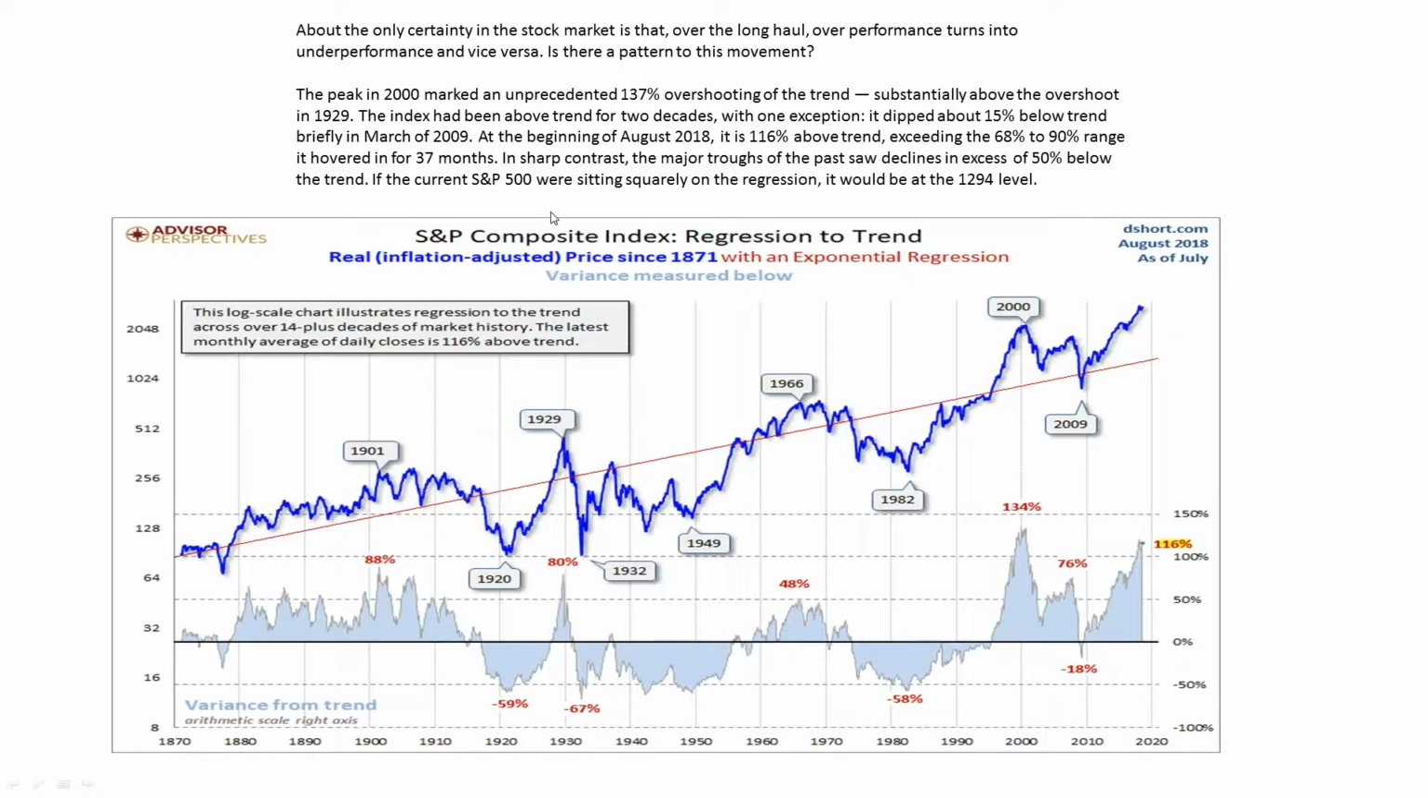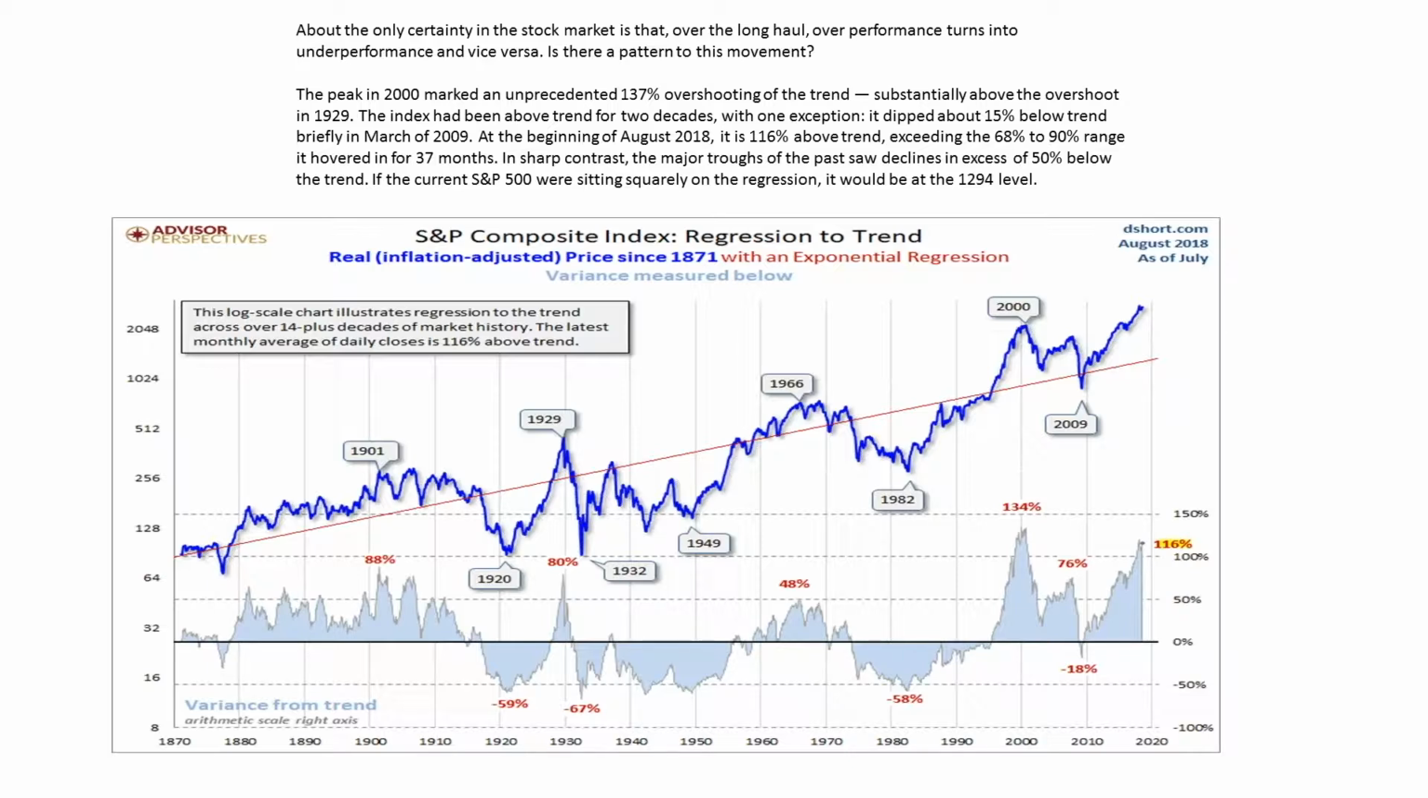If you read the second paragraph, the peak in 2000 marked an unprecedented 137% overshoot of the trend line, substantially above the overshoot that took place in 1929. The index has been above the trend for 2 decades, with one exception. It dipped about 15% below the trend line briefly in March of 2009. So at the beginning of August 2018, where we are right now, it is 116% above the trend, exceeding the 68% to 90% range it hovered in for about 37 months.